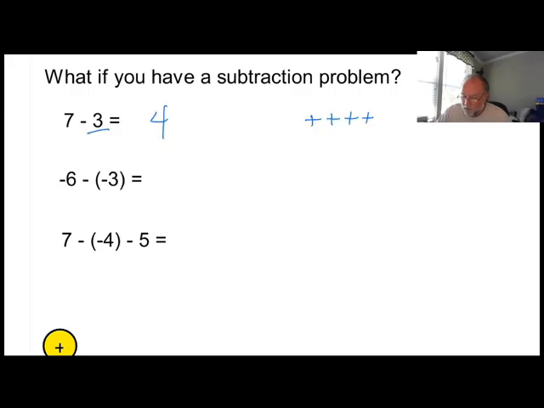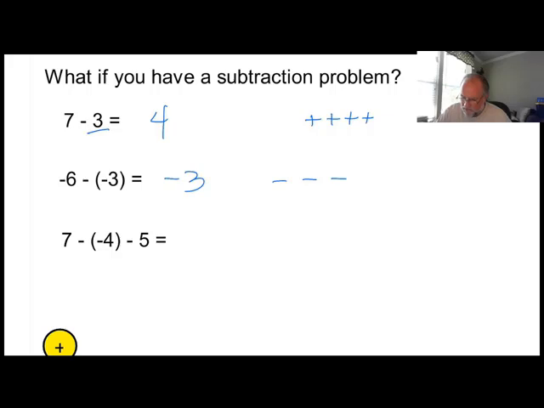Okay, now with negatives, it works the same way. So in this question, I've got 6 negatives, 1, 2, 3, 4, 5, 6, and I need to take away 3 of those. So 1, 2, 3. So I took away those 3. What do I have left? I end up with 3 negatives. Perfect. Okay. Now, what about this next question here?